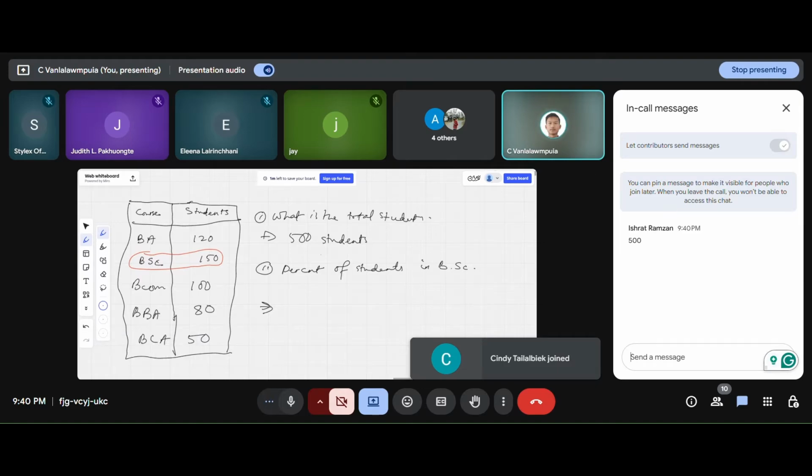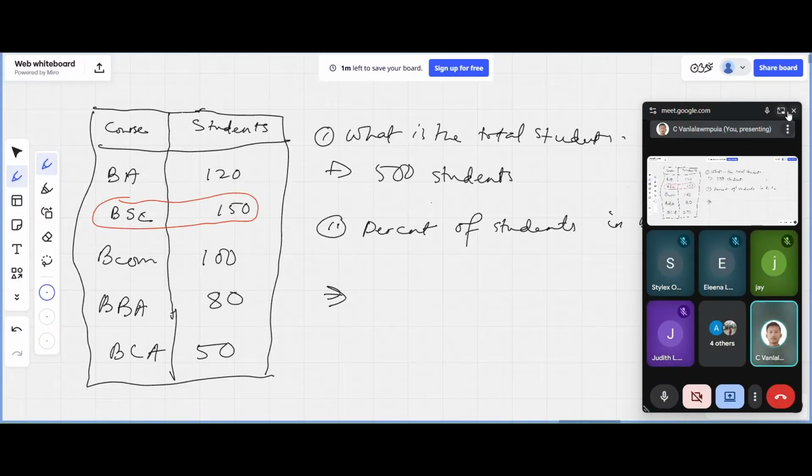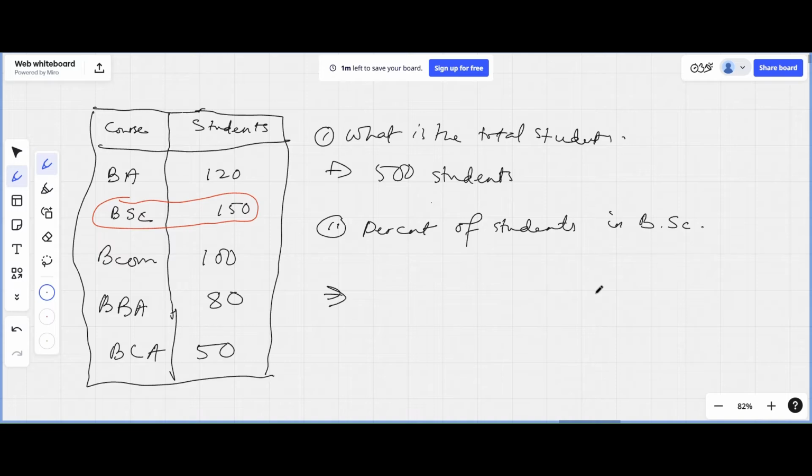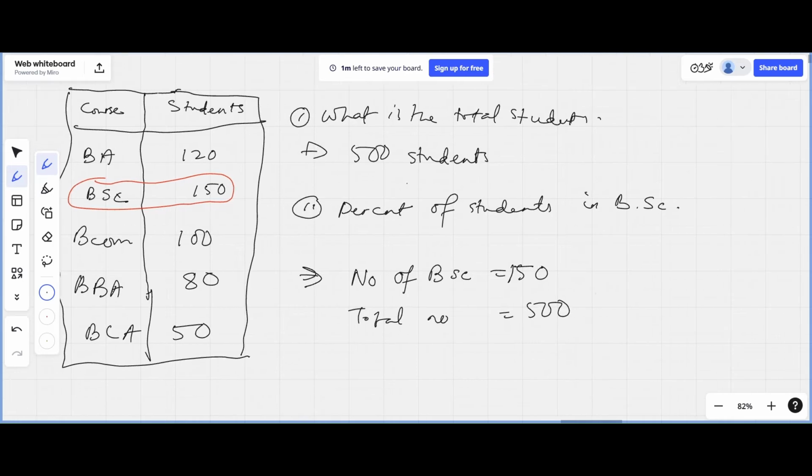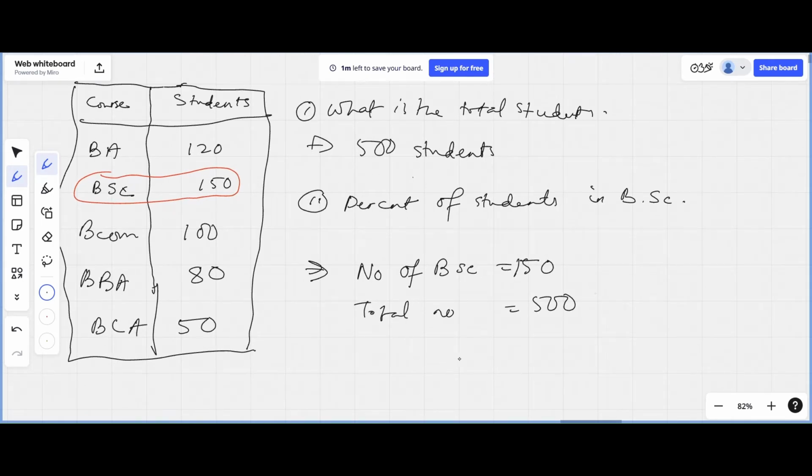Am I audible? No, 500 is the total number of students. I'm talking about the number of students in BSc. So the number of BSc students you have to take is 150, and the total number of students is 500. So if you're trying to find the percent of students, you have to do the number of BSc divided by total students.